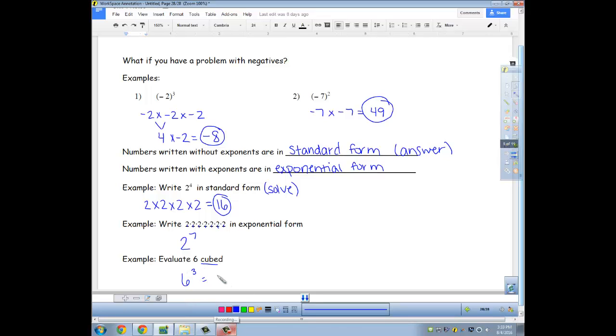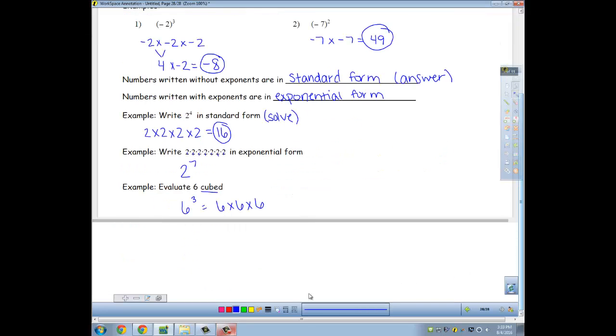So if I have 6 cubed, that means 6 times 6 times 6. And I know that 6 times 6 is 36. So I have to figure out what 36 times 6 is. I don't want to use a calculator. You might want to, but you're not going to. So off to the side, I'm going to do it. 36 times 6. 6 times 6 is 36, so put your 6, carry your 3. 6 times 3 is 18, plus 3 is 21. So your final answer is 216.